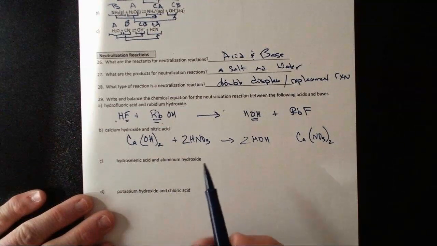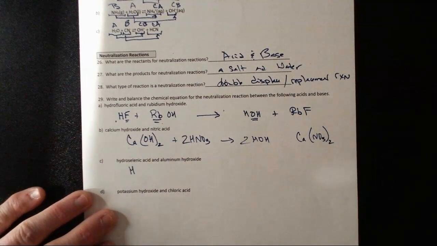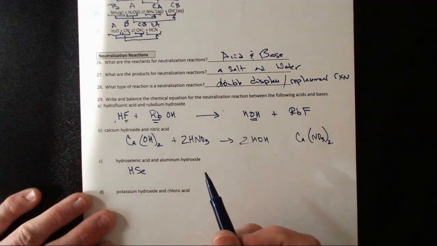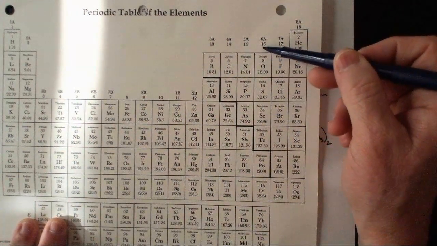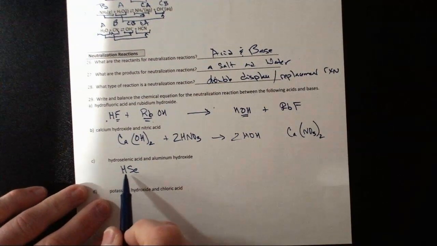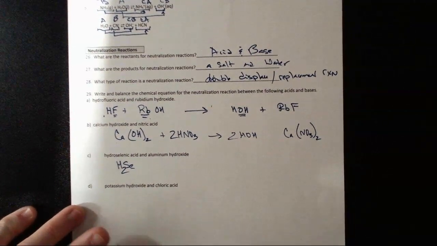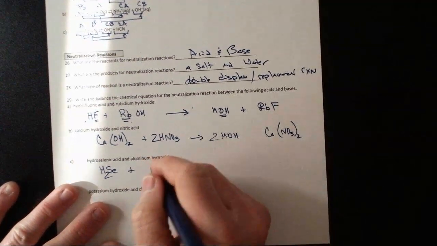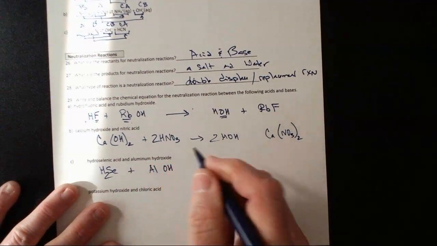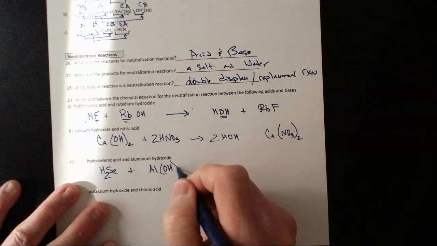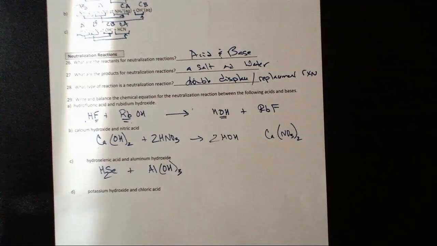Two more to go. Hydroselenic acid. I know it's binary because of the fact that it's hydroselenic acid. And let's see if I can figure out what selenium is here. That means it has a -2 oxidation, so that would be H2Se plus aluminum hydroxide. We know that aluminum has a +3, hydroxide has -1, so it's going to take 3 of those.